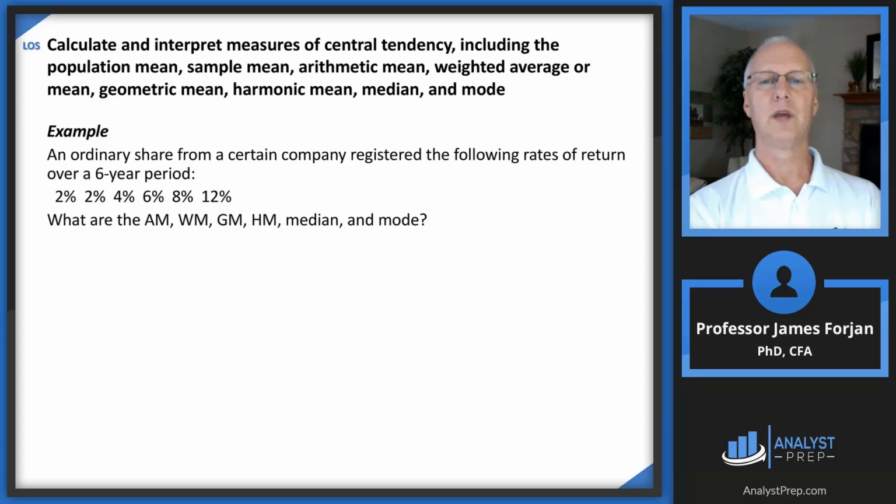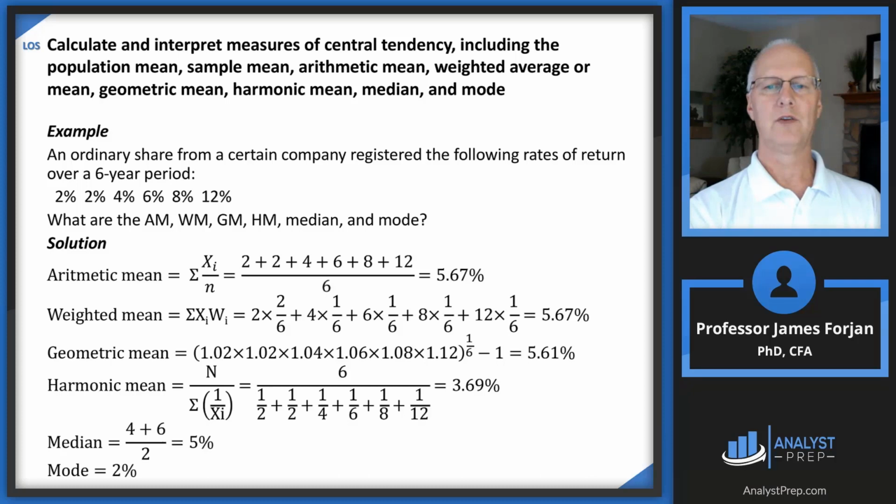All right, so here's a simple example. We've got a company that generated the following rates of return over 6 years: 2%, 2%, 4%, 6%, 8%, and 12%. So first of all, looking at that, you can kind of visualize this and say, all right, the mean is probably going to be a little bit less than 6%, somewhere in there, when we calculate it. So let's go ahead and do the calculations.